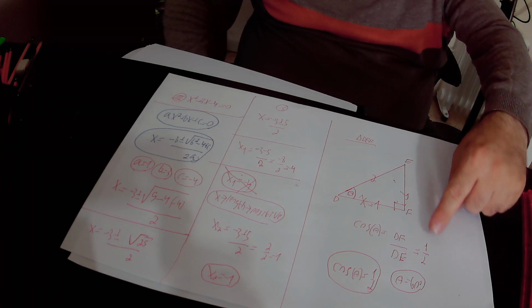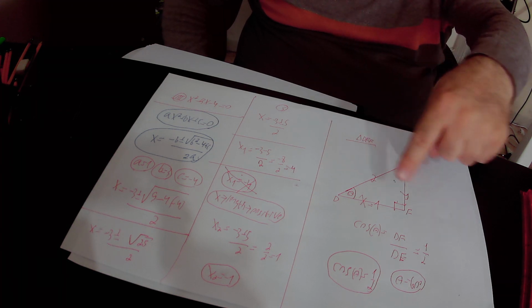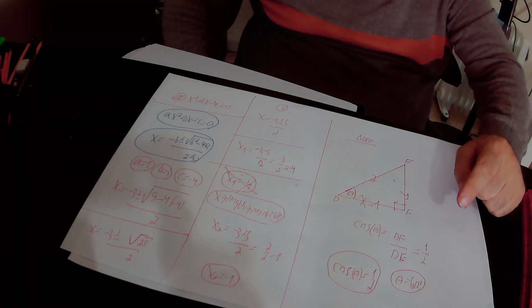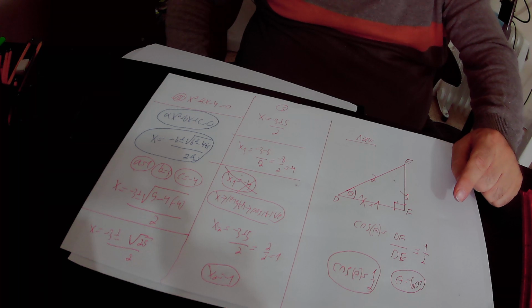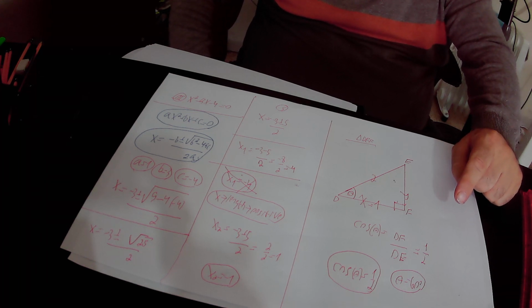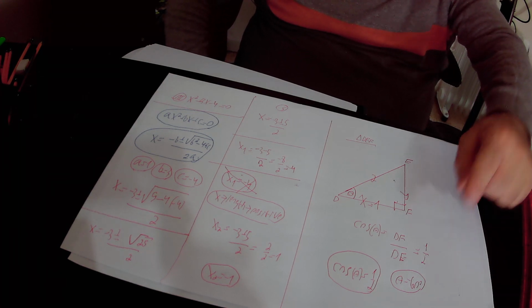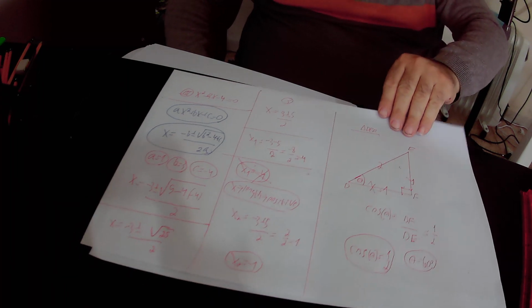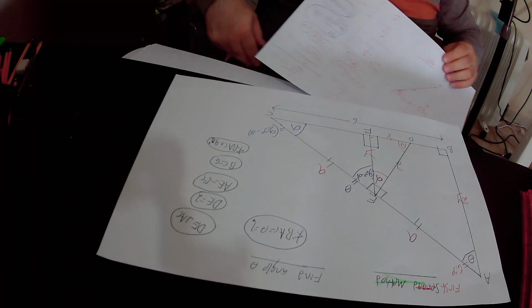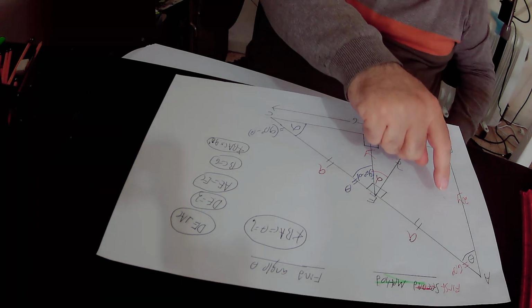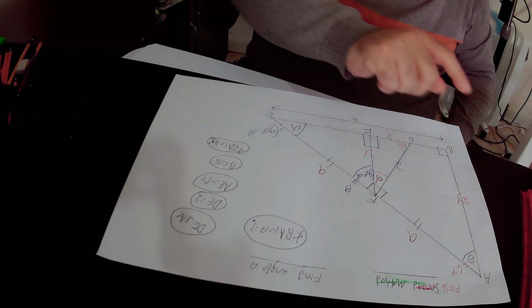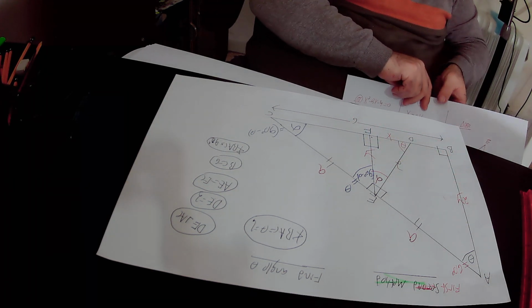DF equals 1, and ED equals 2. So in conclusion, we found out that cosine theta equals 1 over 2. And if cosine theta equals 1 over 2, it means that theta itself equals 60 degrees. So the answer to the question is that the size of angle theta in the right triangle ABC is equal to 60 degrees. We finished with the first method.